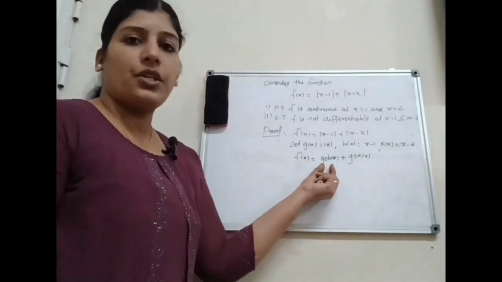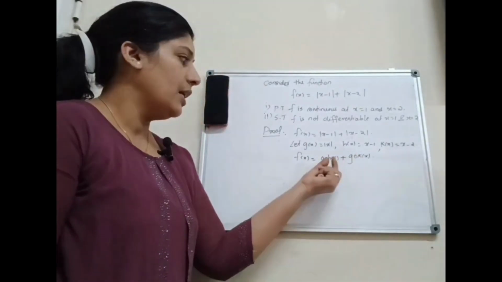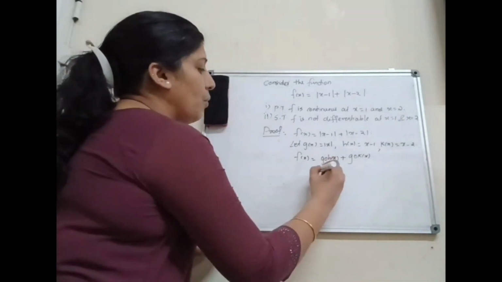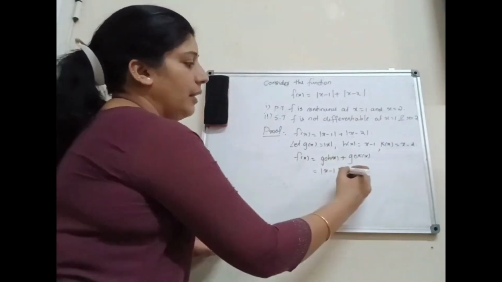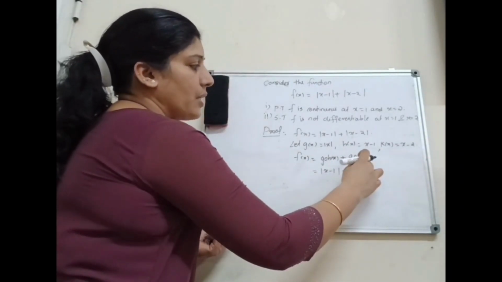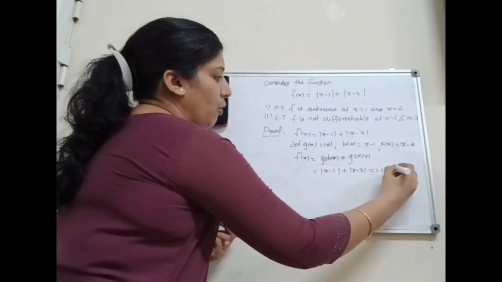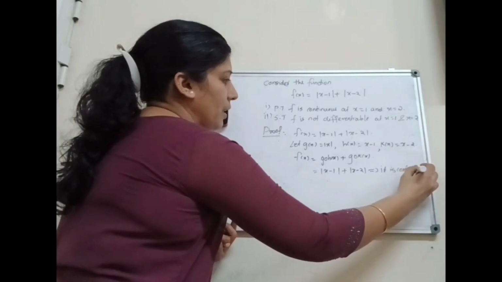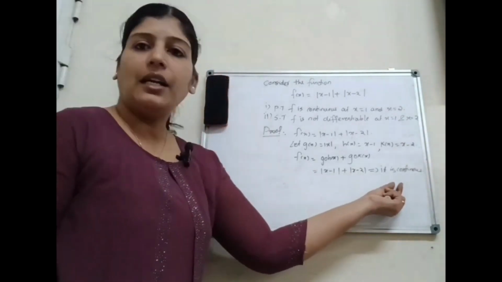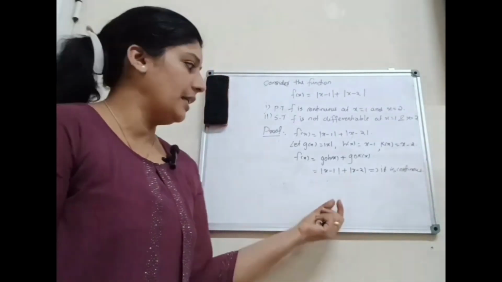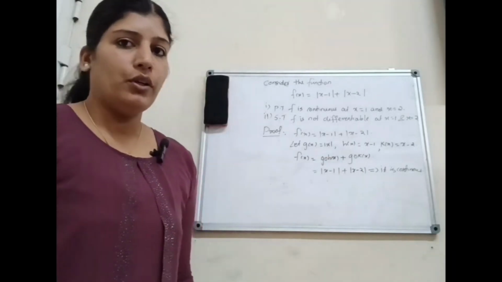We know that composition of two continuous functions is again continuous. That is, g composition h of x means modulus of x minus 1, plus g composition k of x means modulus of x minus 2. It is continuous. Why? Composition of two continuous functions is continuous. That is, f of x is continuous. Here f of x is continuous at x equal to 1 and x equal to 2.